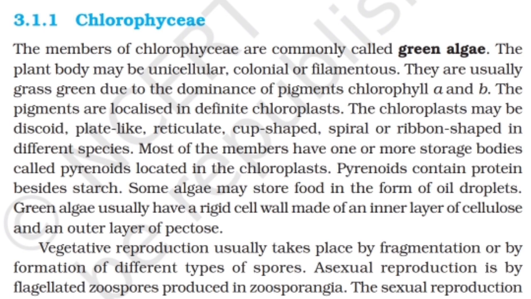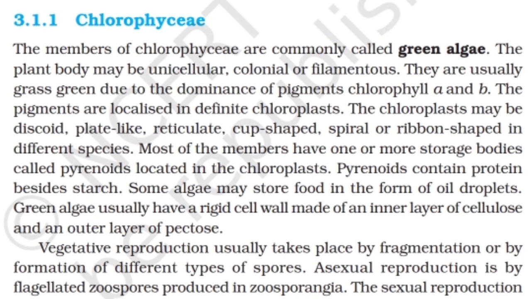Most of the members have one or more storage bodies called pyrenoids located in the chloroplast. Pyrenoids contain protein besides starch. Some algae may store food in the form of oil droplets. Green algae usually have a rigid cell wall made up of an inner layer of cellulose and an outer layer of pectose. Vegetative reproduction usually takes place by fragmentation or by formation of different types of spores.